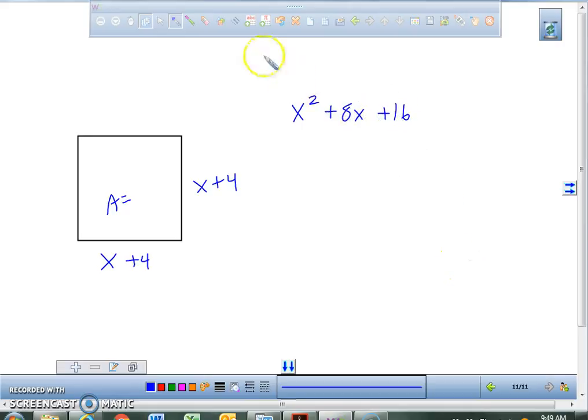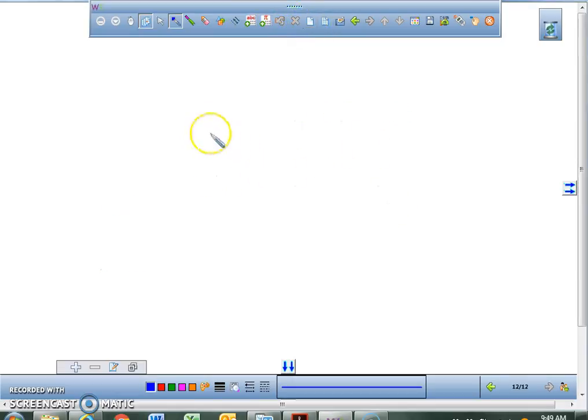Now, Ryan, what we're going to do now is what if I told you I wanted you to complete the square, what number would you put in there?